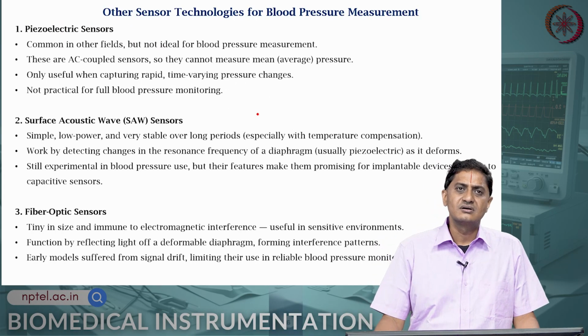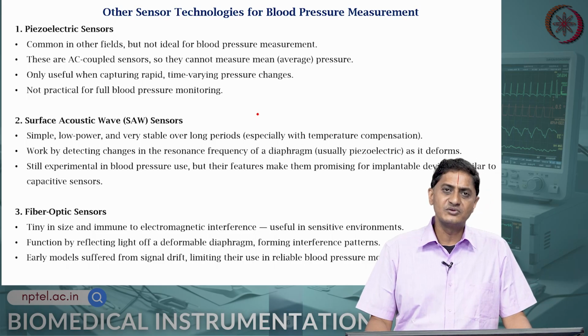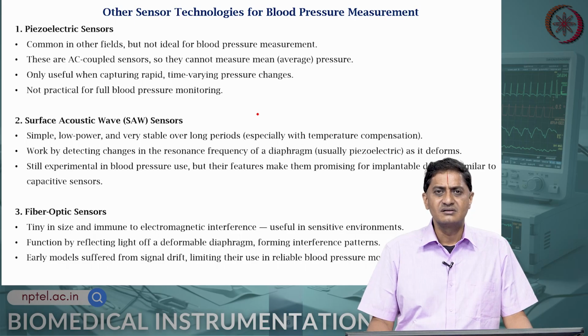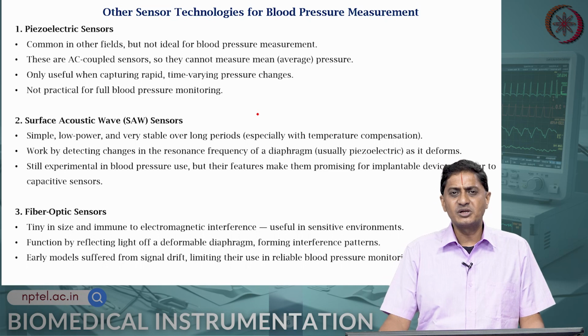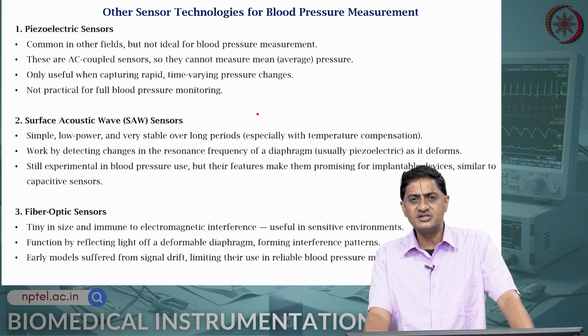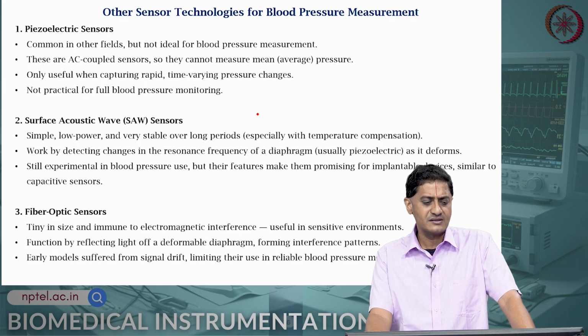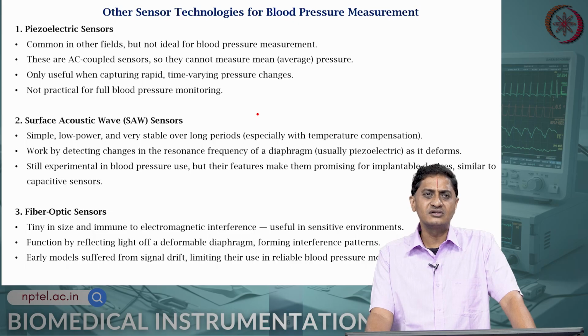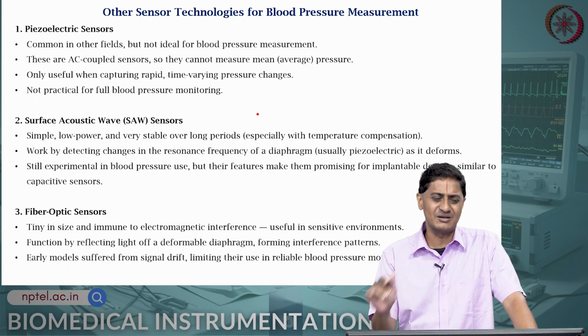So, some of the other sensors that may be used in blood pressure measurement are piezoelectric sensors. We looked at what is piezoelectricity. Piezoelectricity is this property in which some specific materials show a change in potential in response to a mechanical stress, right. This is quite common in other fields. These are excellent for measuring transients, but not really so good for measuring static applications.